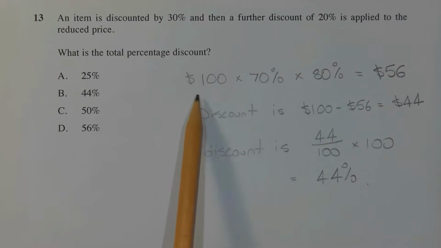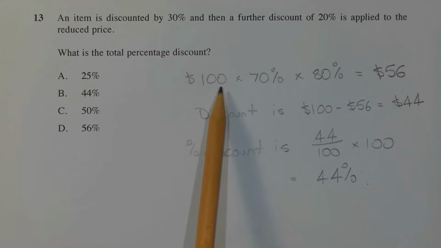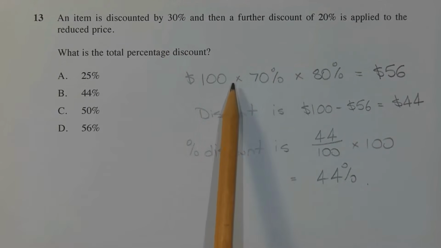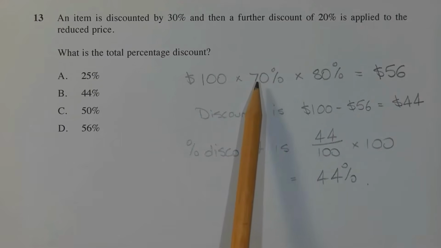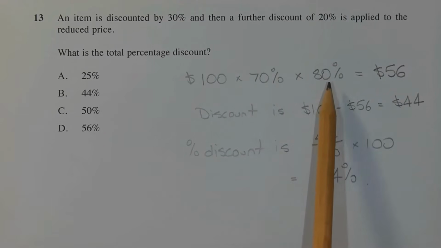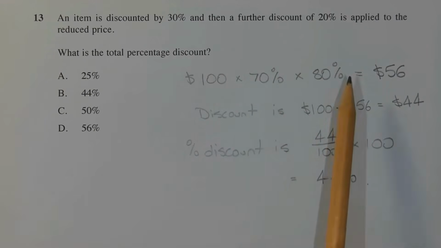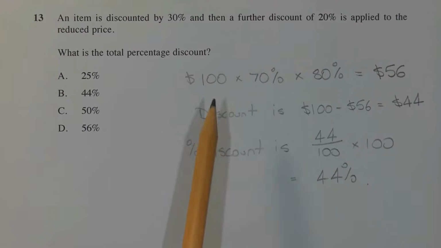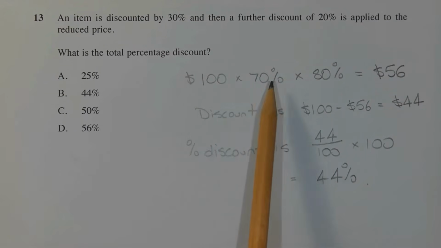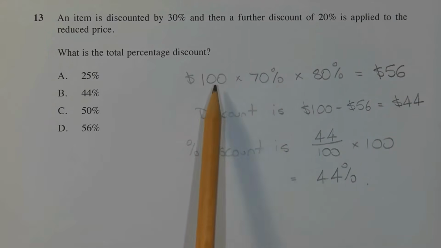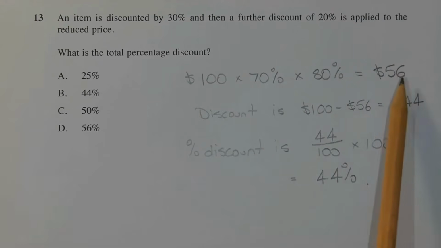So assuming that the original selling price of the item is $100, and then discounting it by 30%, which is equivalent to multiplying this value here by 70%, and then discounting it another 20%. So we're going to multiply what we've got here by 80%, we end up with $56. So in other words, starting off with $100, discounting it by 30%, discounting the already discounted price by another 20%, the item is now selling for $56.